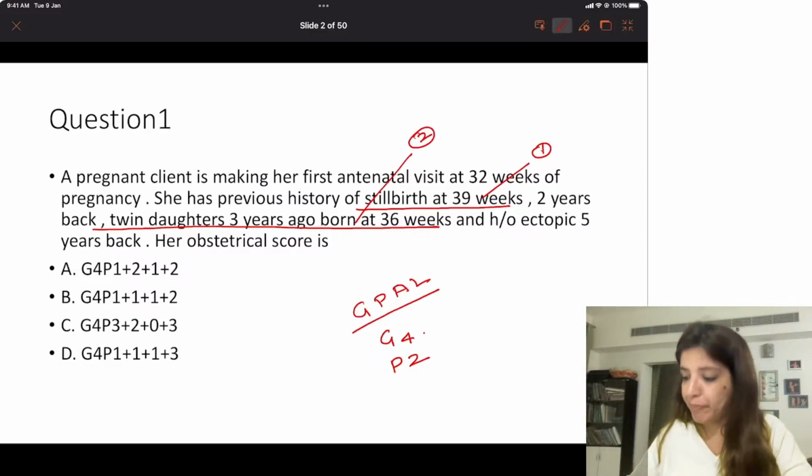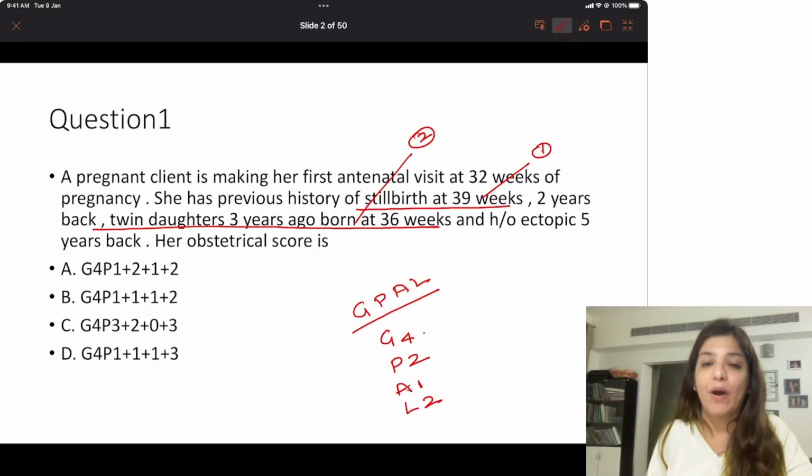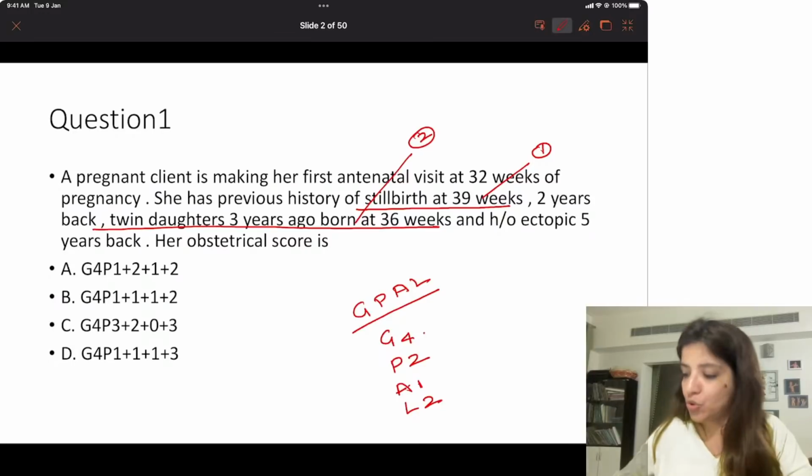So, G4P2, number of abortions, 1. Number of living children, 2. So, G4P2A1L2. So, G4P2 plus 1 plus 2.